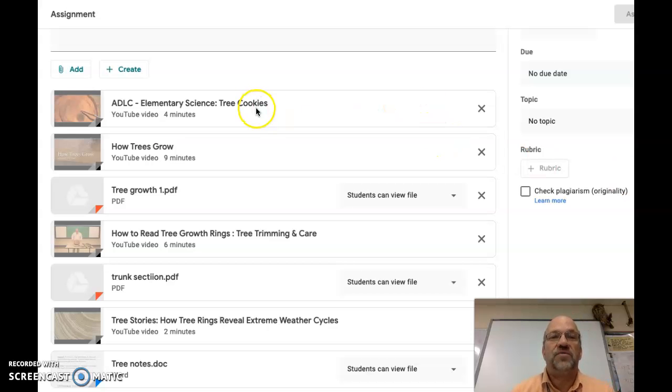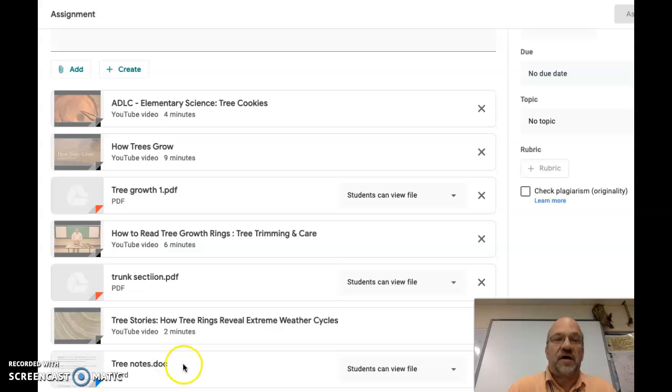If you look, you will see a YouTube one here on tree cookies, how trees grow. There's a PDF on the tree growth that I want you to look at, how trees grow the rings. There's a section of the tree section right here. I believe it's spelled with one extra I, but oh well. And then tree stories. I would like you to look at that. And I'd like you to look at tree notes. So the tree notes are very important to know and understand.